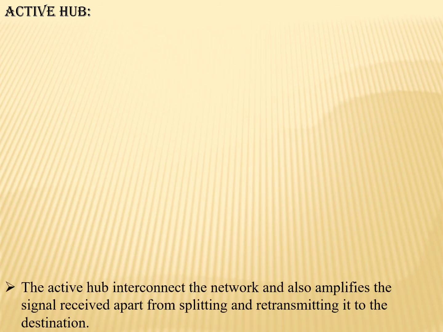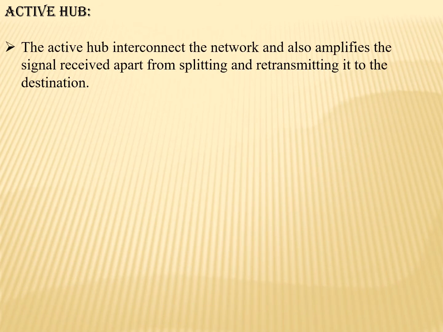The active hub. Now the active hub, what it will do, it will receive the data and it will amplify and then it will send to the other end. So the active hub will receive the data, amplify it and send to the other end. It contains electronic components in it. And when we are comparing, the passive hub is inexpensive, the active hub is a little more expensive than your passive hub.